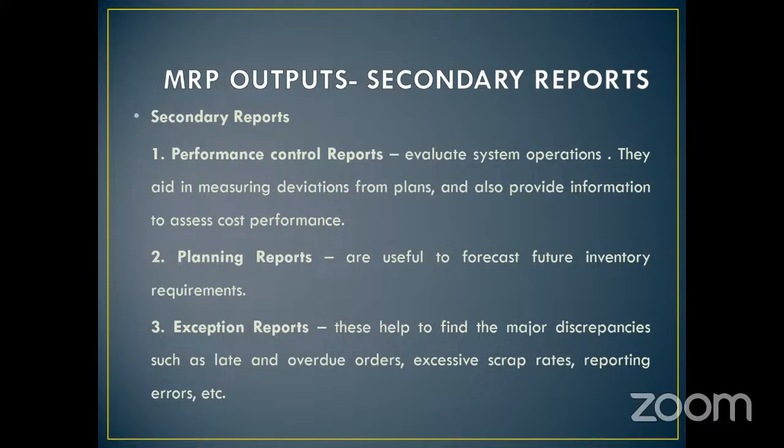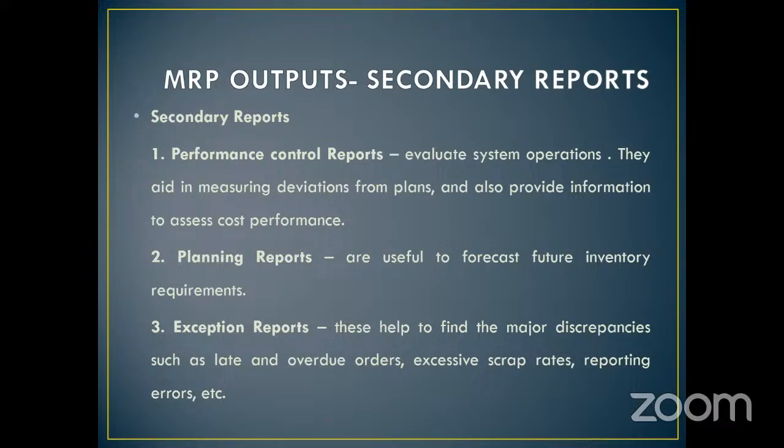Planning report. These are useful to forecast the future inventory requirement. That is called the planning report: when we have to order and how much we have to order. Then the exception report. Exception report means how much service and how much product we have to expect from that particular source, right.